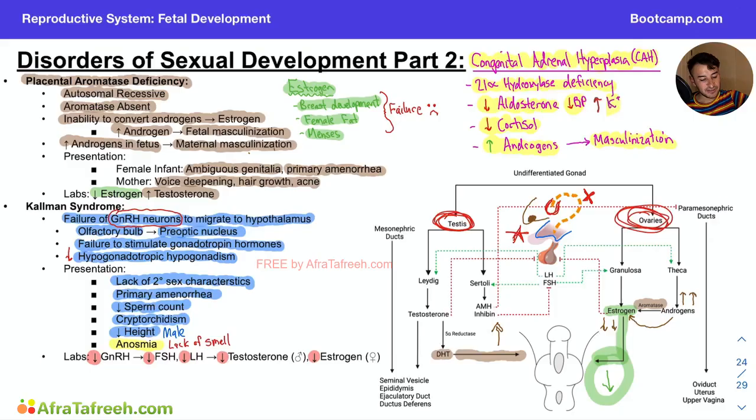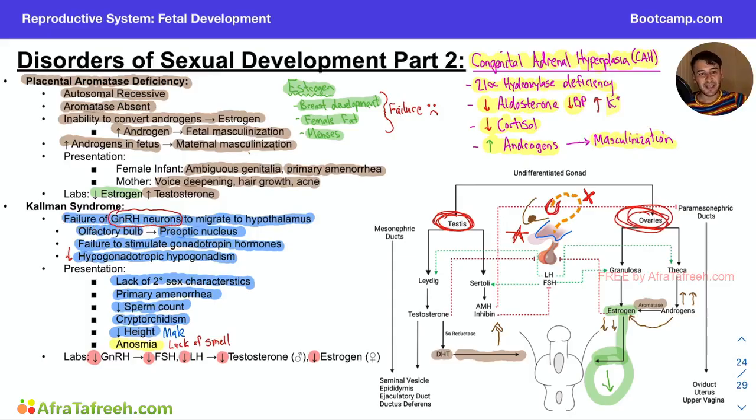And I cannot stress enough how high yield this is, because you're going to get someone on exam day who maybe doesn't have periods or who has lack of secondary sex characteristics, and they report that they have difficulty smelling, and you're like, oh my gosh, this sounds like K.A.N syndrome, and then you can easily get that diagnosis right, and this will literally jump off the page at you guys.